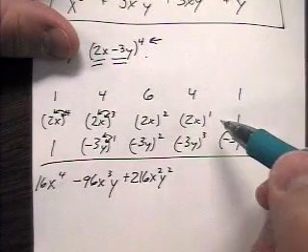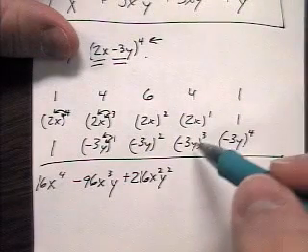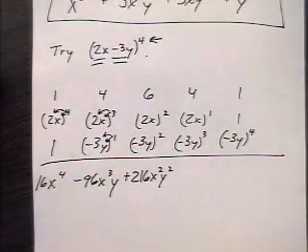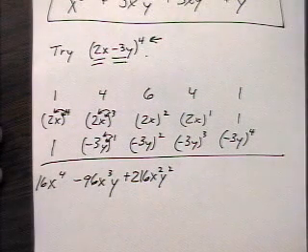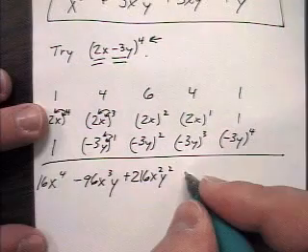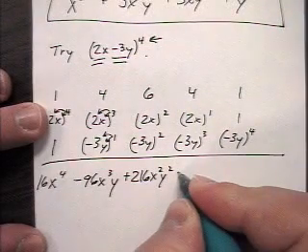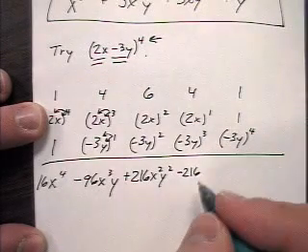We've got 2 to the first times 4, that's 8. And negative 3 to the third is negative 27. So 8 times negative 27 is negative 216. So that is negative 216. We've got x and y to the third.